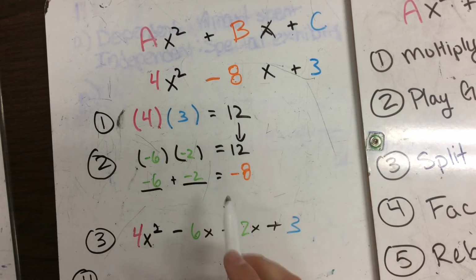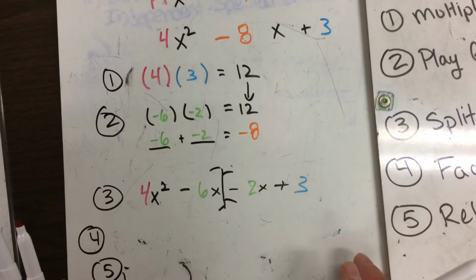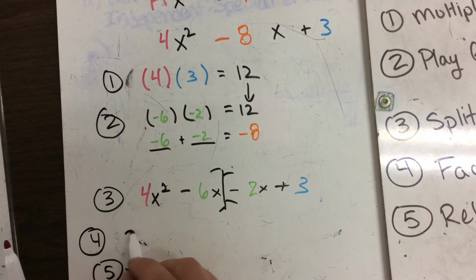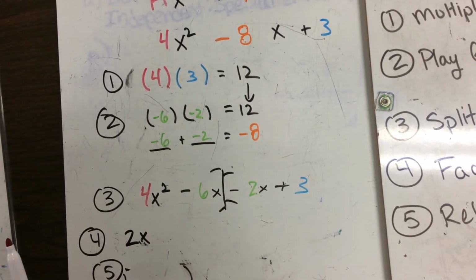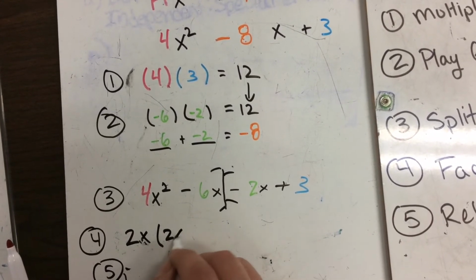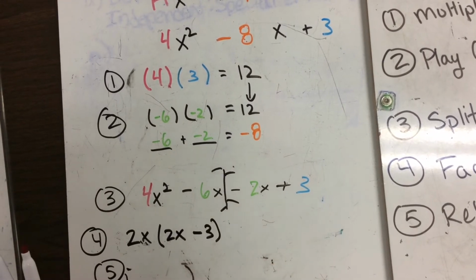I'm going to take a line. I'm going to draw it down the middle. Again, continuing to split the middle. Now I'm going to look at this first half. What can I pull out of here? It looks like I have a value of 2 that can come out and a value of x. When that happens, what's left in the parentheses? There's going to be a 2x minus 3 left.